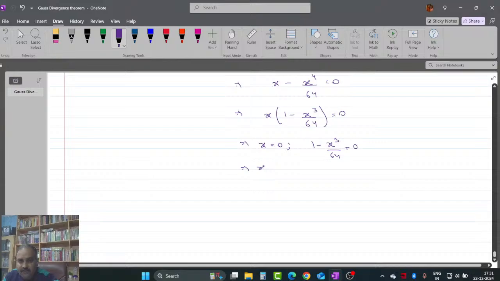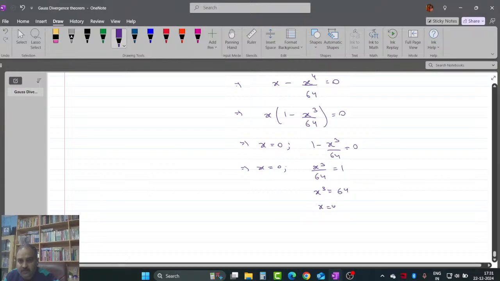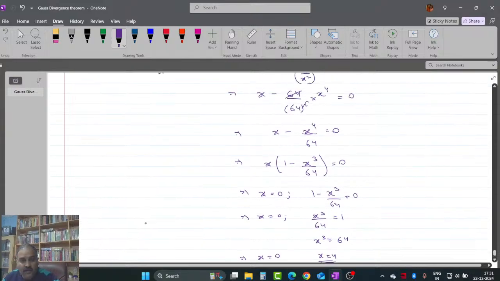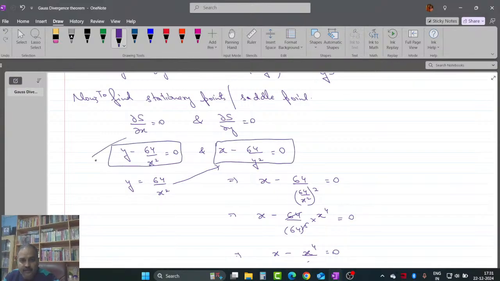That means either x is equal to 0 or x cube by 64 is equal to 1, so x cube is equal to 64, that means x will be equal to 4, or we can say x is equal to 0. Now when x is equal to 0, I have taken these. You can take any of these equations, either this or this, it's your choice.